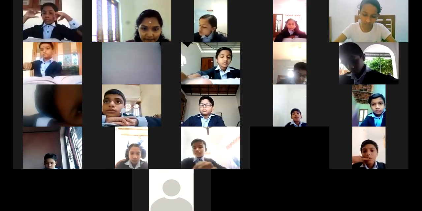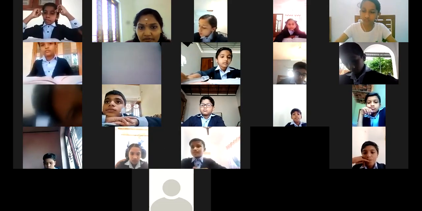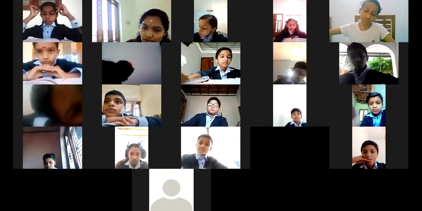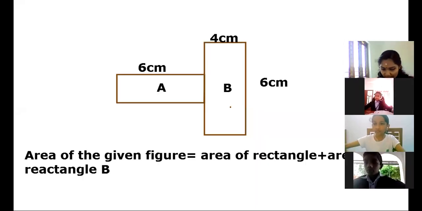Okay, listen. So we will be given some composite figure to find the area. A composite figure means a shape like this. What is the page number actually?